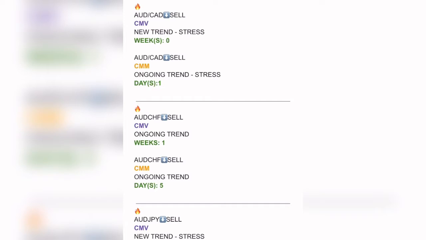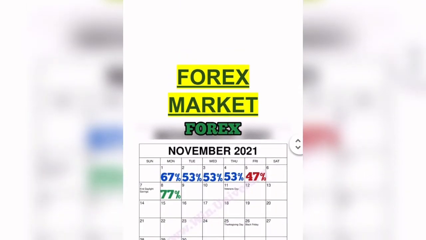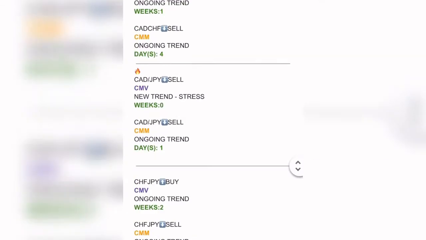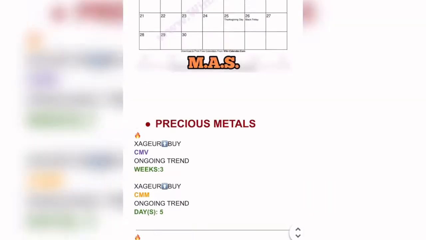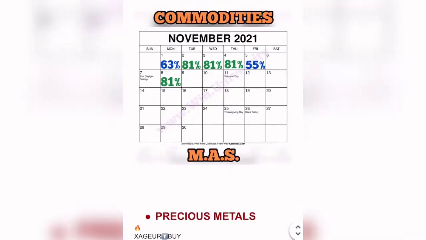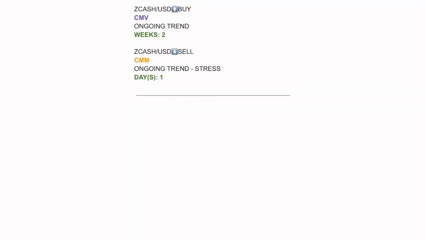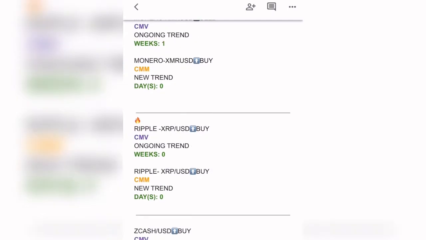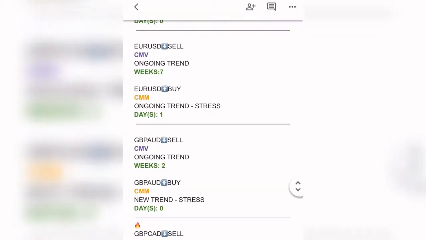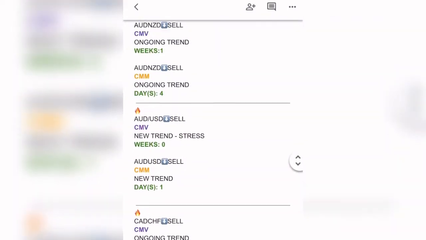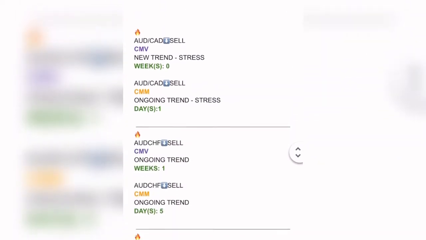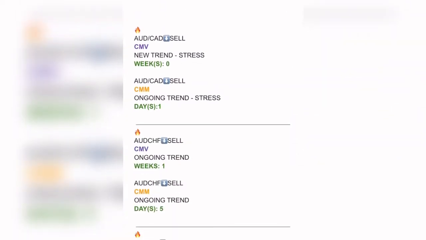Okay, so when you look at this report, obviously you already know you're going to have different sections of this report. You got the Forex market, you have the commodities market, the cryptocurrency, and you also have the indices market. So you have all these markets. And then you're going to look at this, and hopefully you go over all of the videos so you can understand what's going on and understand how it works.